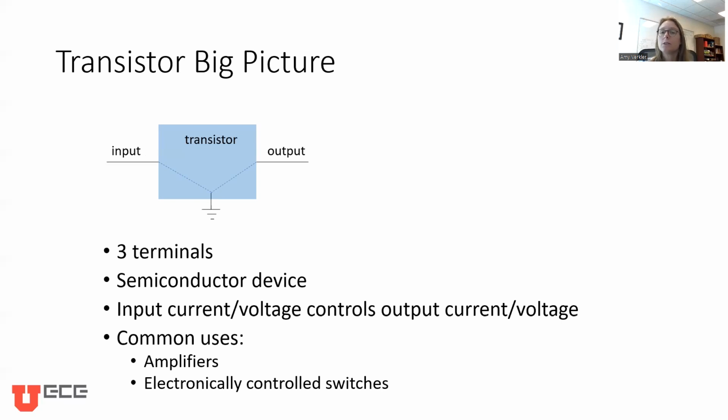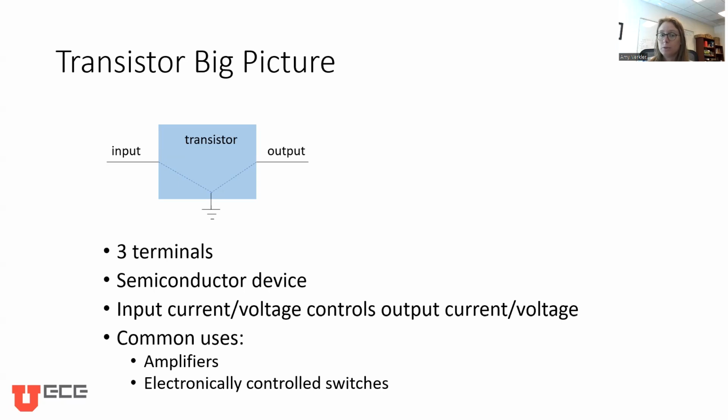So the big picture is the transistor actually has 3 terminals instead of just 2. One of them is kind of a reference terminal used by both. And then we have an input terminal and an output terminal. This is a semiconductor device, made with semiconductor materials in a nanofab lab. And we dope the materials either with extra electron carrying atoms or extra positive hole carrying atoms.